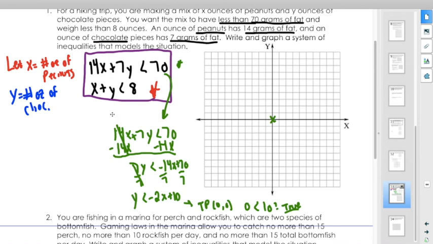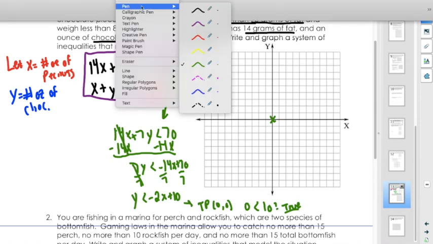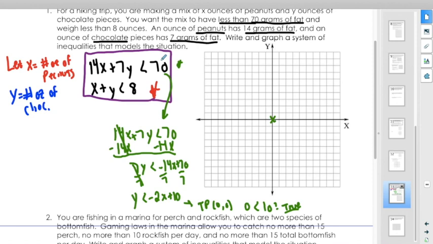Now, again, I don't care if you graph this and then shade it first, or if you want to get y by itself first and then graph and then shade. Whatever makes you happy, do it. However you remember it, that's fine. As long as it's all done, you're going to get the right answer either way. So x plus y is less than 8.